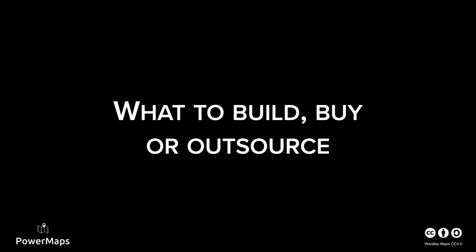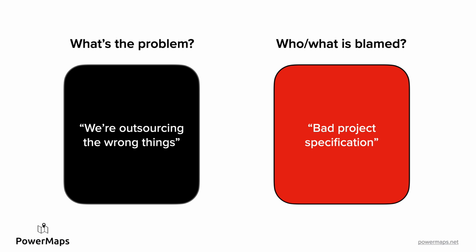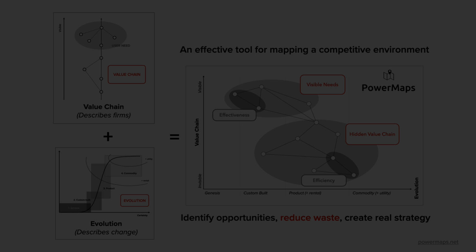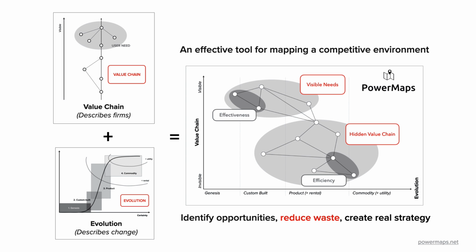How do you decide what to build, what to buy, and what to outsource? Many organizations feel they're outsourcing the wrong things and blame bad project specification for the problem. But there's a deeper underlying cause to bad outsourcing decisions, and that's outsourcing what you don't understand. So let's look at how to address this deeper problem with the help of a power map.